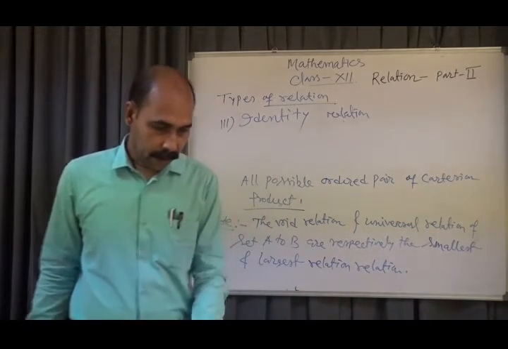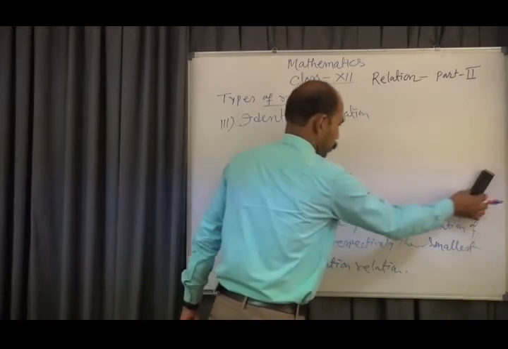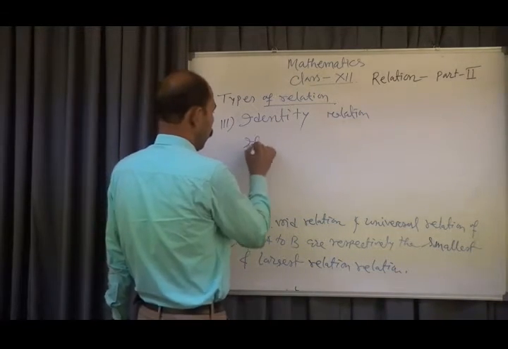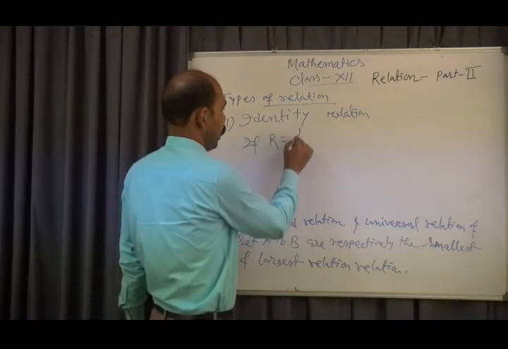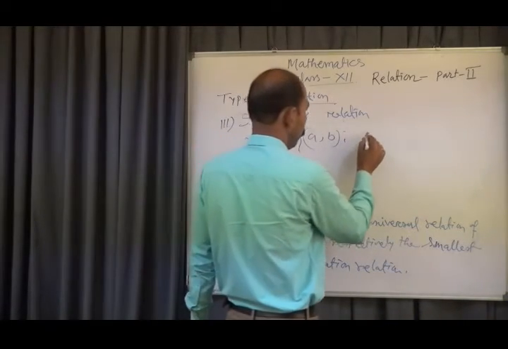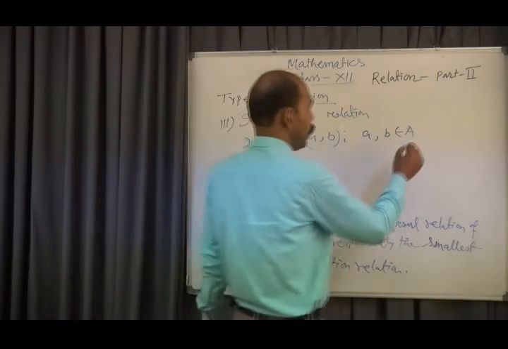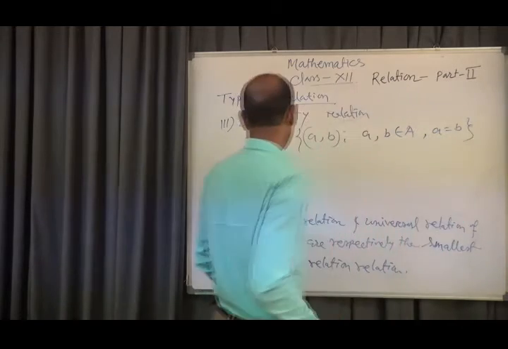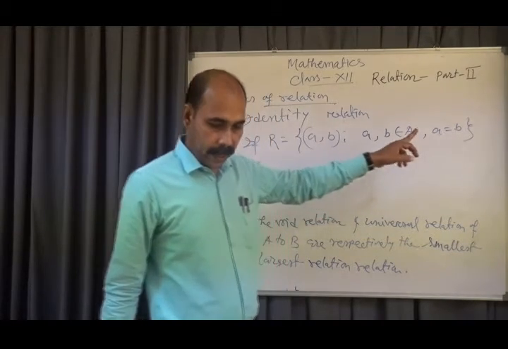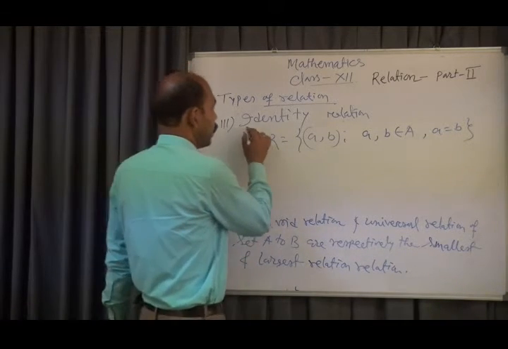Identity relation. Now, the third one is the identity relation. What is an identity relation? Say, if R equals {(a, b) such that (a, b) belongs to A and a equals b}. If R equals {(a, b) such that (a, b) belongs to A and a equal to b}, this is called an identity relation.